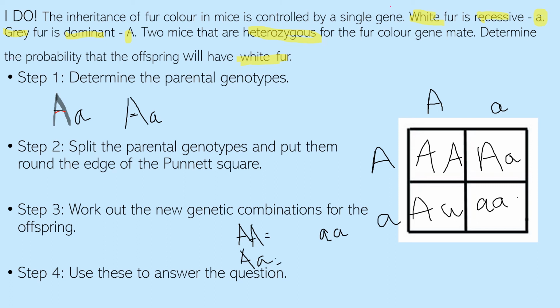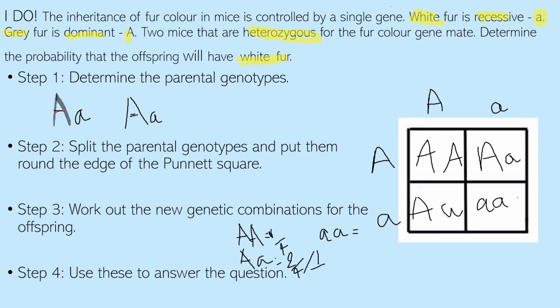Now I need to work out the proportions they're given in. I know I have 4 different squares, so it's going to be a number over 4. Now I need to count how many squares are showing big A, big A. I can see on my grid only 1 is. So it's only 1/4 of a chance, or 25%, for my offspring to have dominant grey fur. Now I'm going to look at another one. I have 2 squares with big A, little a. So this is going to be 2/4 or a half.